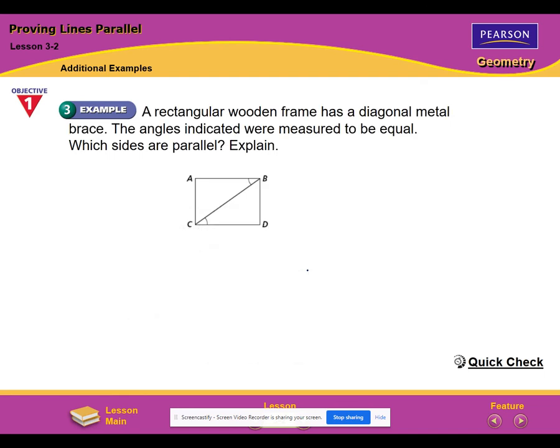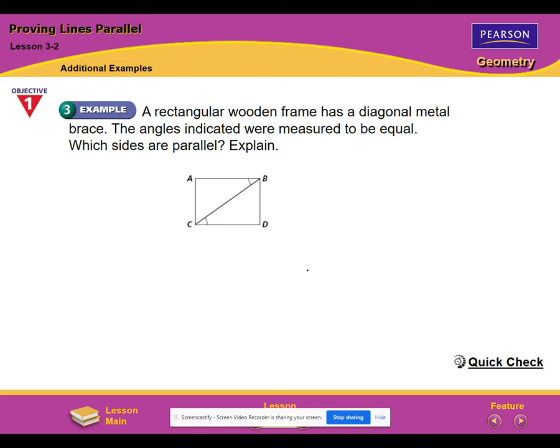Okay, last one, and this is an important one. I think the setup is kind of dumb when they say it's a wooden frame, when it really doesn't look like a wooden frame. But the concept here is so important. You got to get this. If you understand this, the rest of chapter 3 just got a little bit easier for you. It says a rectangular wooden frame has a diagonal metal brace. The angles indicated were measured to be equal, as in congruent angles. And it says which sides are parallel.